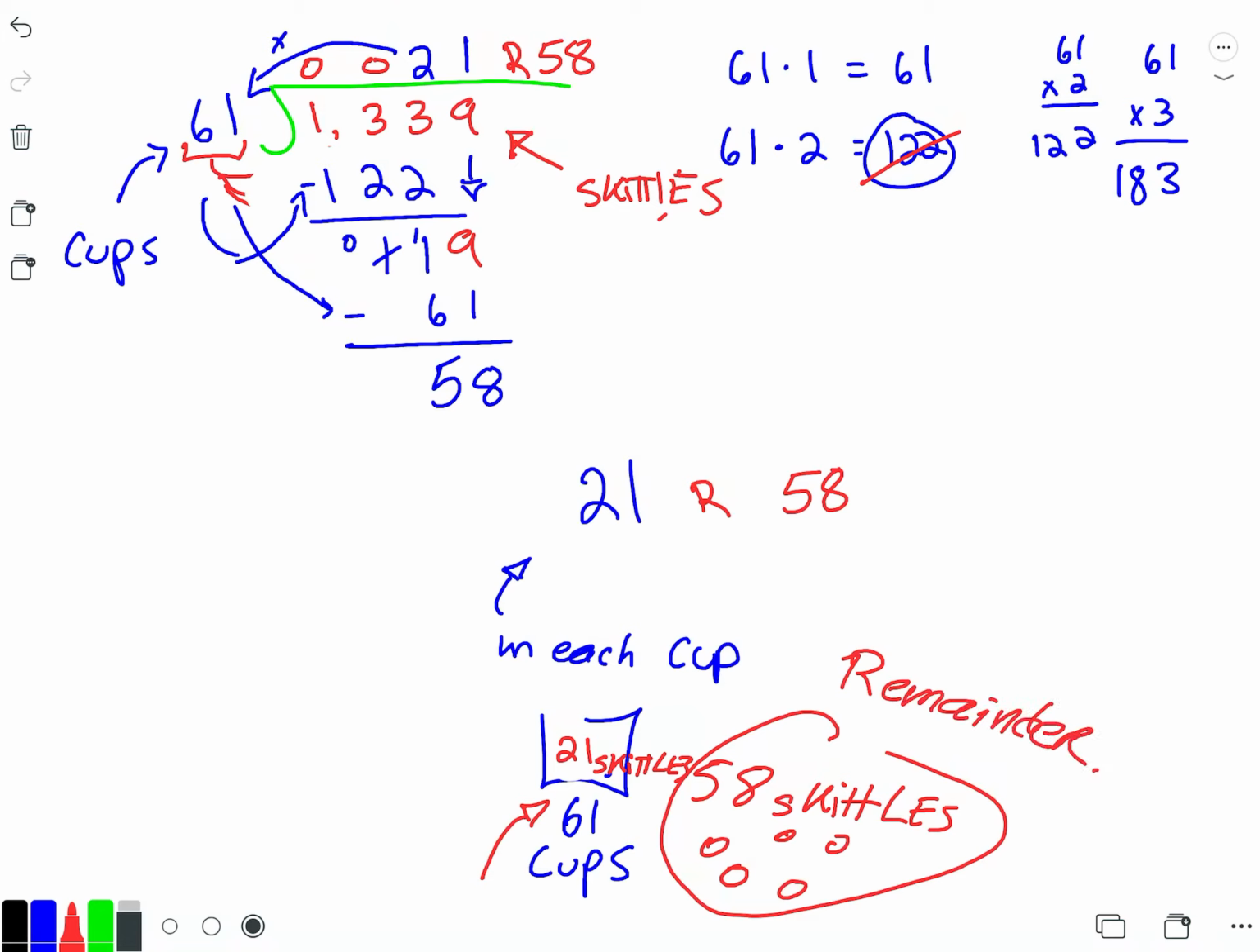Okay, today you learned about dividing. You've learned about the word divisor, quotient, dividend, and remainder. Good luck with lesson 1.9.